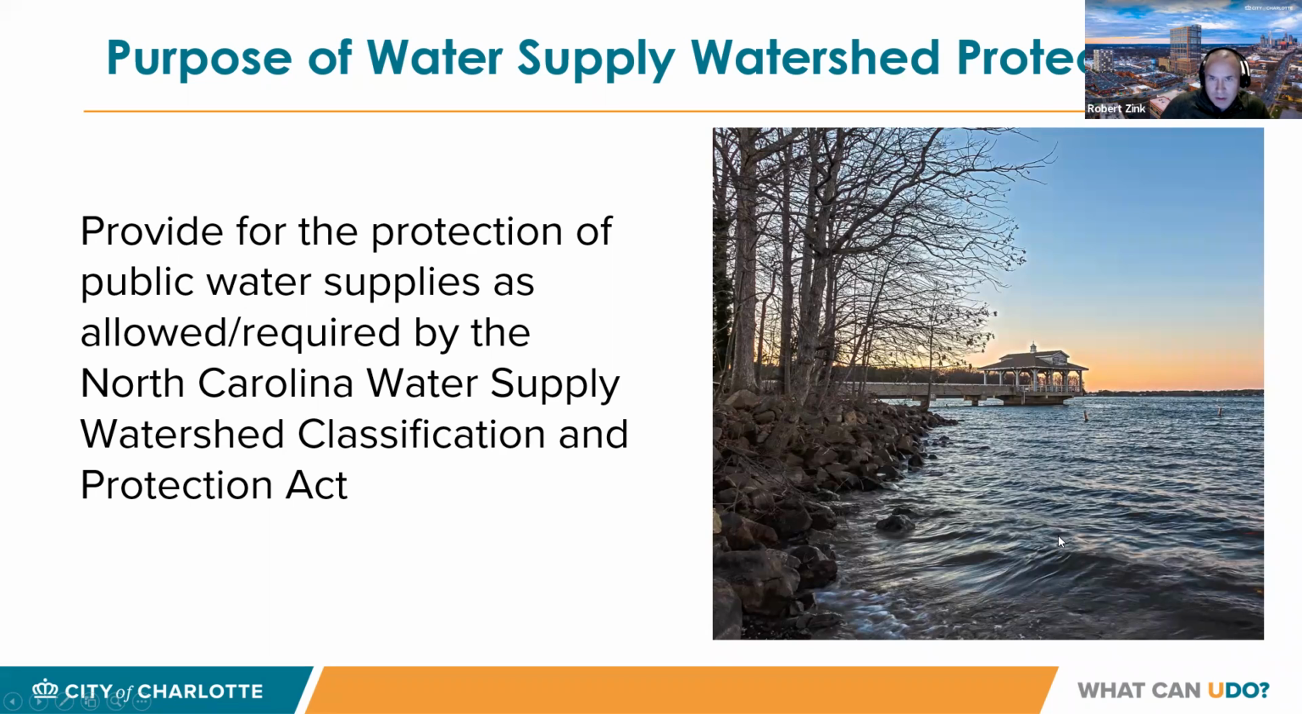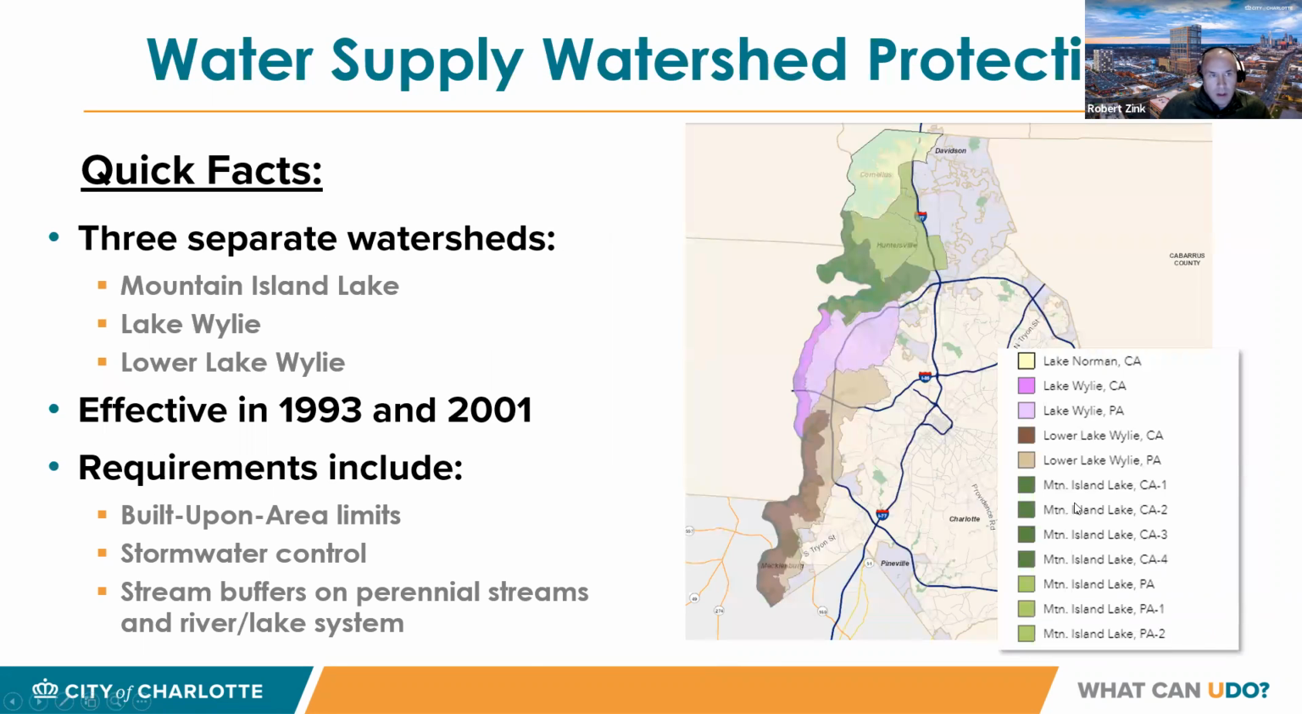If you're not familiar with water supply watersheds, they are the areas over near Lake Wylie and the Catawba River that are meant to protect our drinking water supply and actually the people downstream of us. As you can see from this map, they are along the Catawba River. There's three. Two of these are regulated by the state, and the last one, which is Lower Lake Wylie, is a local ordinance. But all of those were in the zoning ordinance and will now be moved over to the UDO.